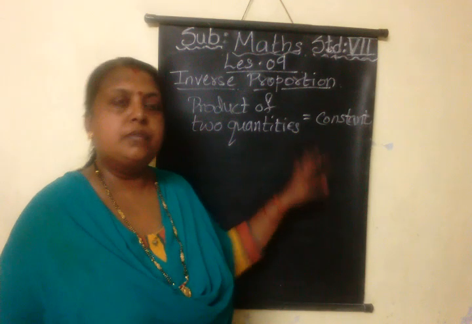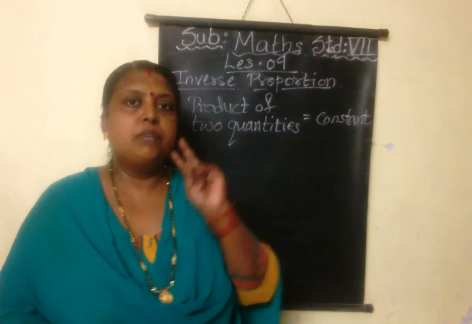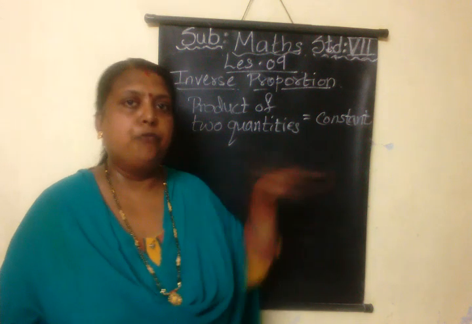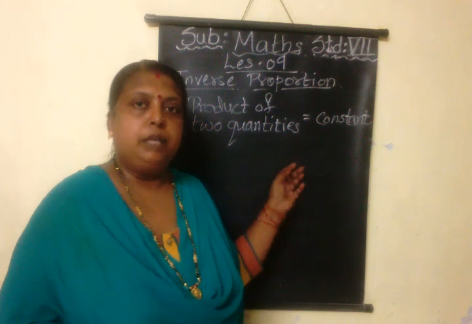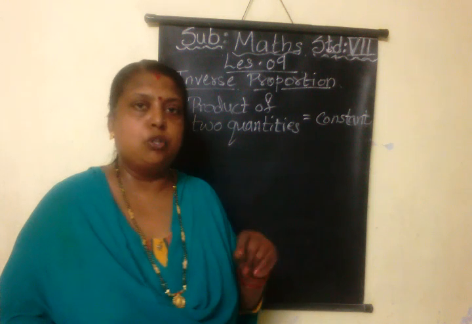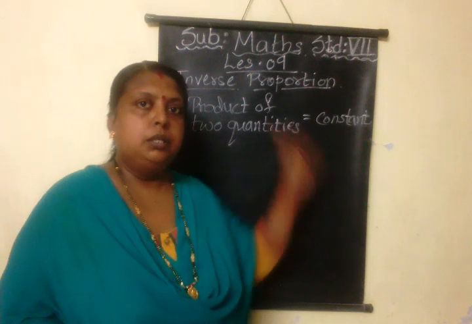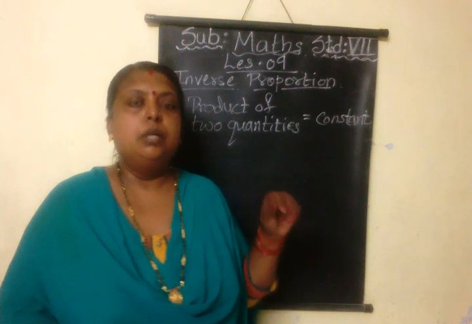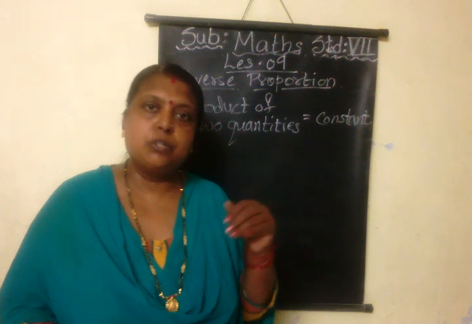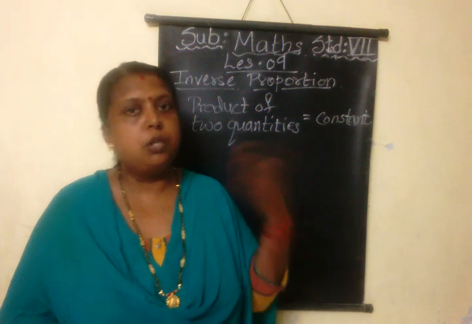Suppose the board is very big. Two workers are working and they are completing the work in one day of painting. But if I reduce number of workers, I give only one worker the same job to complete the painting of the board. Will that worker take more time or less time? But naturally it will take more time because he is alone.